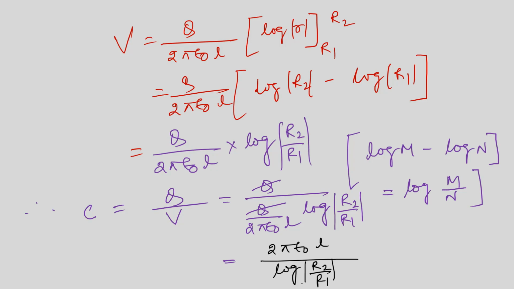Now there is a twist. In this whole derivation, I have taken the permittivity as free space. But if any other dielectric medium is present, then the expression should be changed and it should have a relative permittivity. If any other dielectric medium is present, then the expression should be 2 pi epsilon naught multiplied by epsilon r multiplied by L divided by log of R2 by R1. Okay.